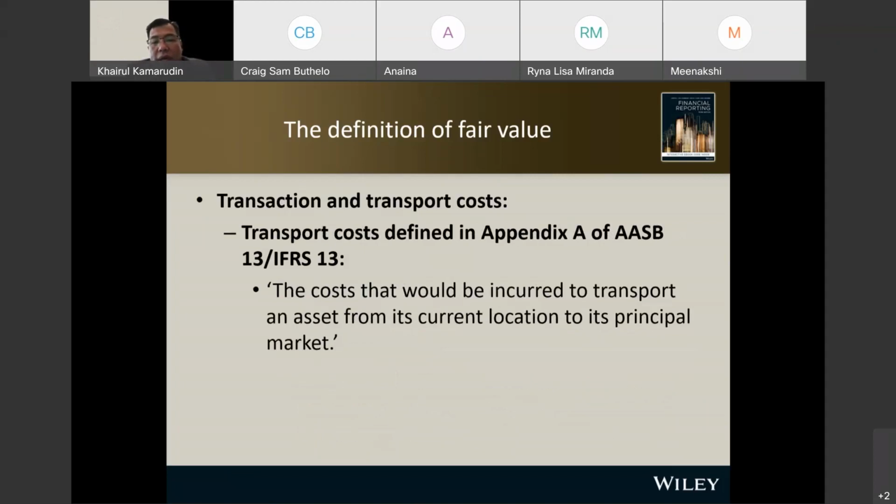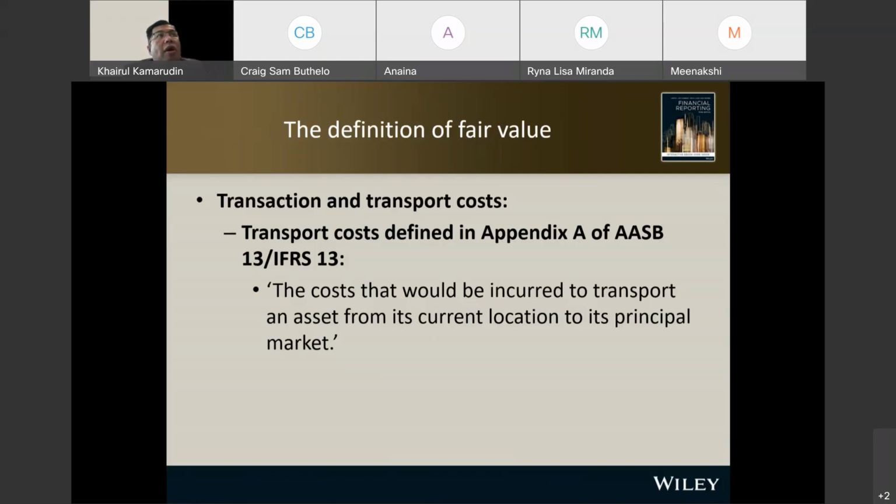Transport cost is the cost that will be incurred to transport an asset from its current location to its principal market. So that is the transportation cost. You have to bring the assets from your home, for example, to the market or to a certain site. So that cost is considered as transportation cost.